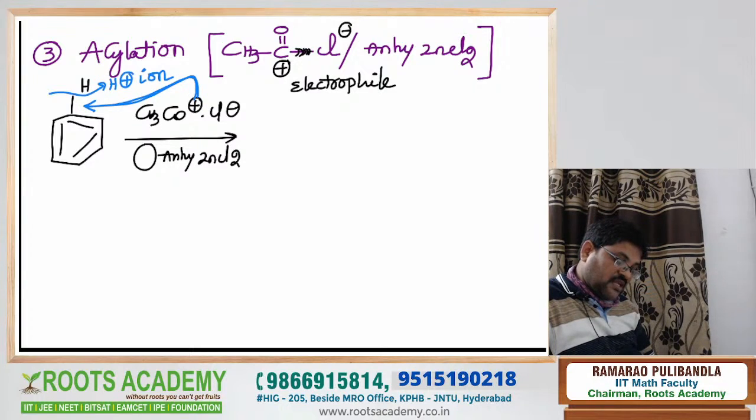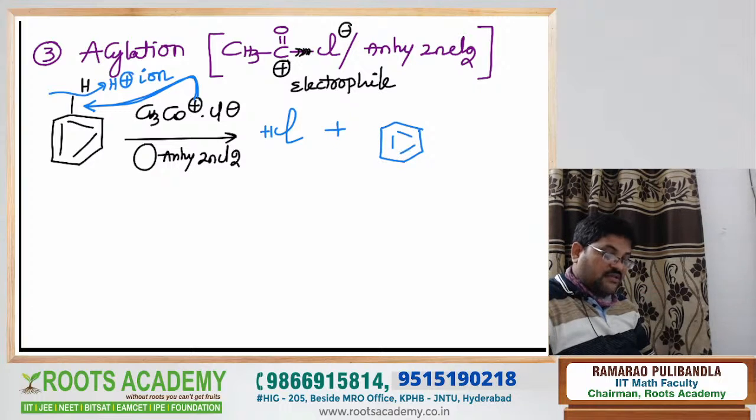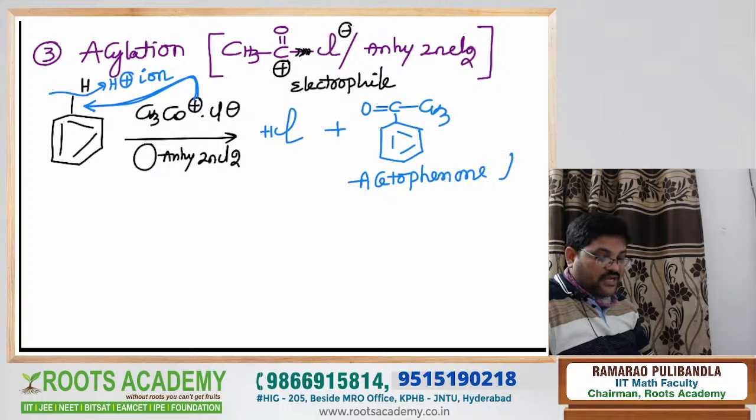CH3CO plus attacks the what? Benzene. That is called an electrophilic substitution reaction. H plus removes the Cl minus in the form of HCl, and what do you get? You get benzene with COCH3. That is called acetophenone, a liquid. What do we get, students? You get acetophenone liquid. One of the beautiful ones.